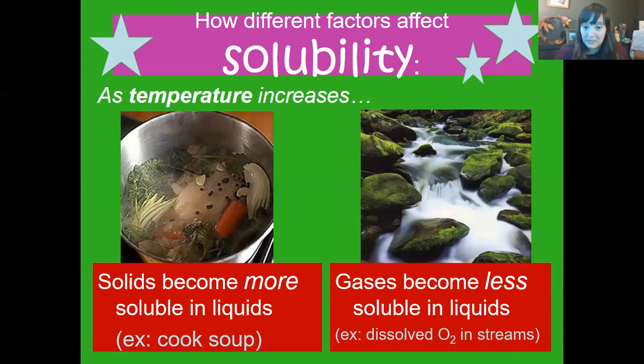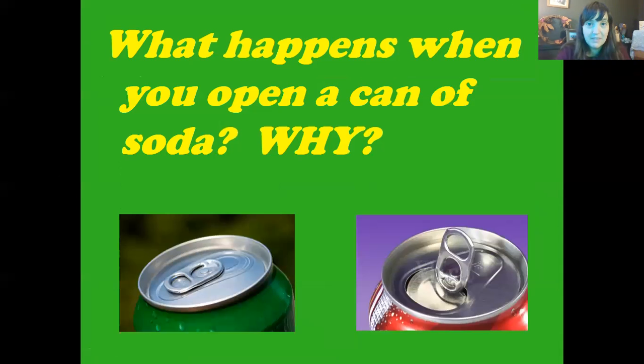Gases become less soluble in liquids. So the example would be dissolved oxygen in streams. All right, so what happens when you open a can of soda, like I just did? You hear that sound, right? That's the sound of all the gases escaping.